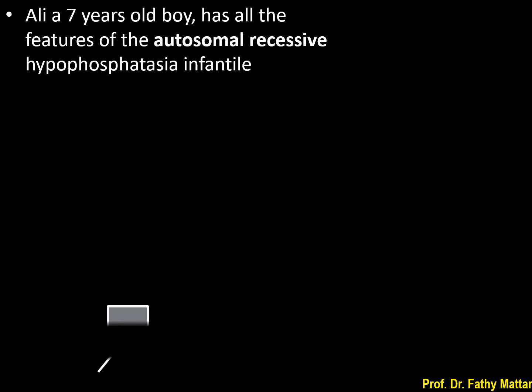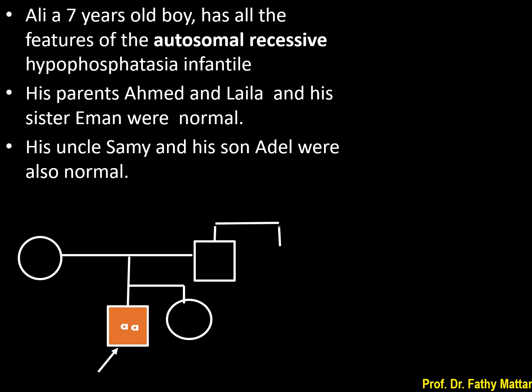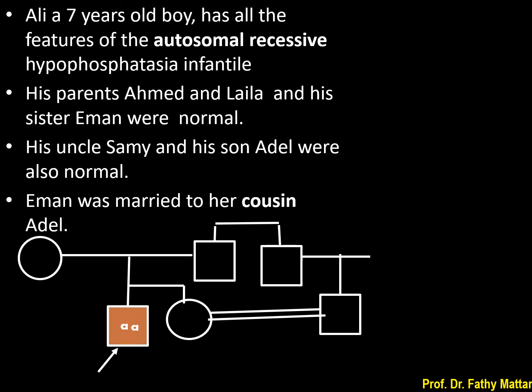Let's take this case. Ali, a 7-year-old boy, has all the features of the autosomal recessive hypophosphatasia infantile. His parents, Ahmed and Layla, and his sister Iman were normal. His uncle Sami and his son Adil were also normal. Iman was married to her cousin Adil.